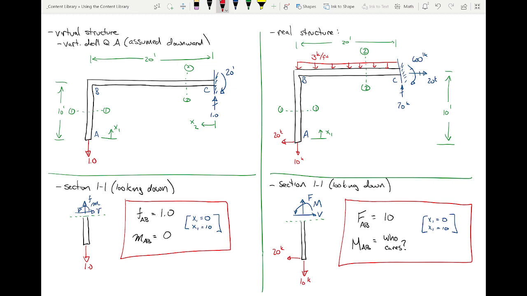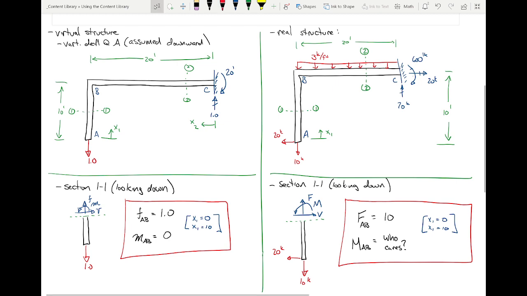Why it doesn't matter? So I'm going to go ahead and tell you, on your homework assignment, I'm going to have you do a frame deflection, and there is a member that doesn't matter. And I gave you a hint. I said do the virtual analysis first, and you'll see why. Okay? So far, so good?